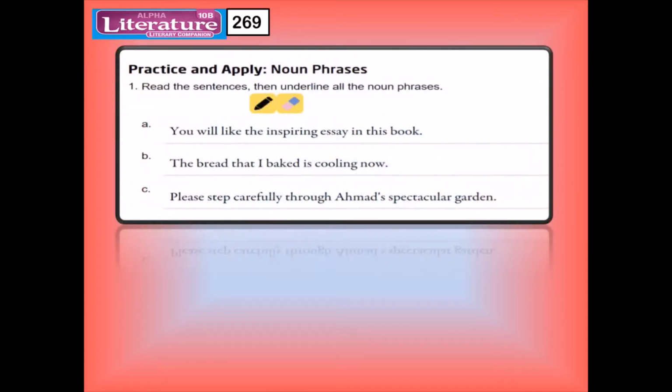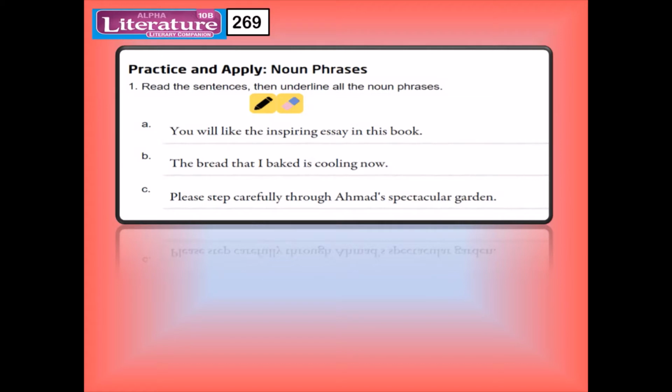Now, I want you to open your literary companion on page 269. Let us do the first activity. You're going to read the sentences and then underline all the noun phrases here. Let us do letter A. You will like the inspiring essay in this book. Now, in this part, you're going to underline only one noun phrase.